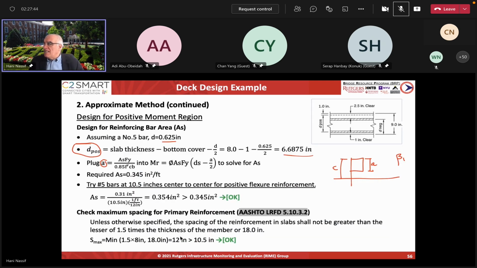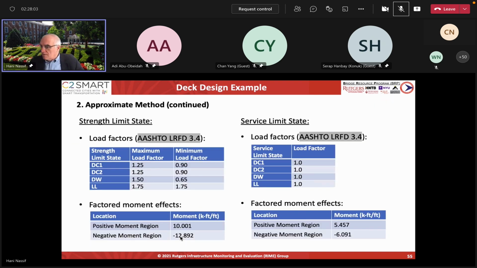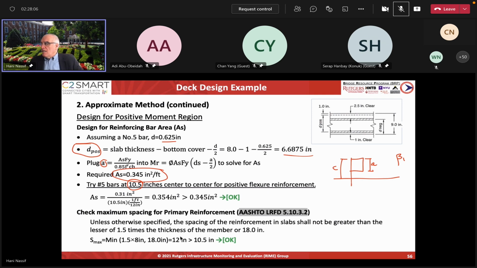And so you find this moment capacity, and you find the area required. So this is nothing but reinforced concrete. You get this, and we try number 5. I like round spacing, but I'm just trying to be accurate here. I keep hitting it. Okay, so now this is the number 5 bar at 10.5 inches for the positive reinforcement. And you calculate the area provided, and it is a little bit more than what you need, and that's okay.